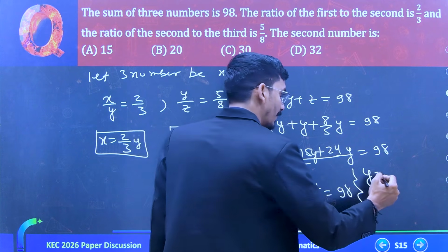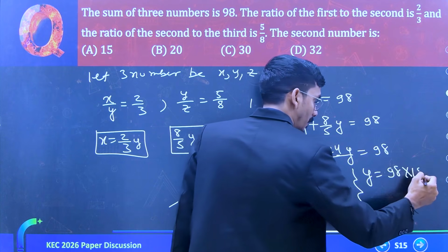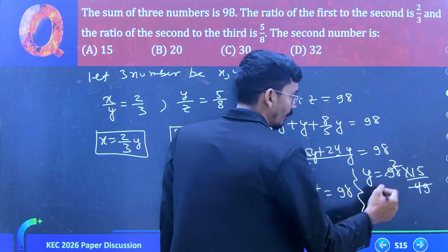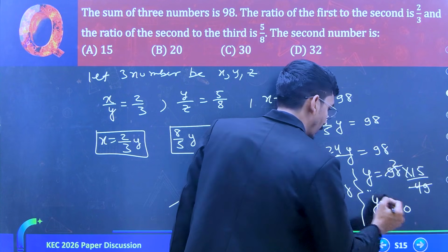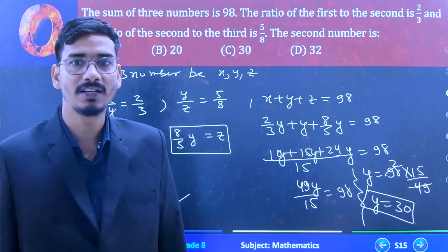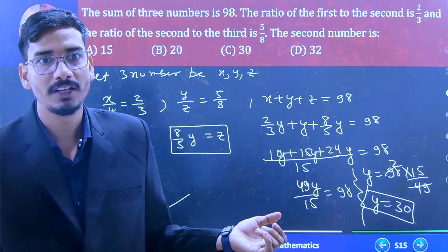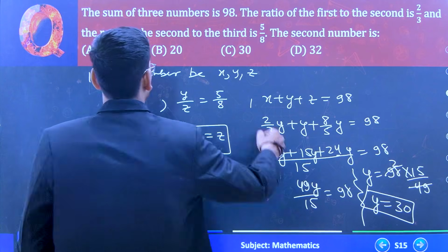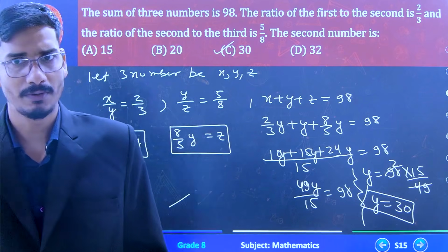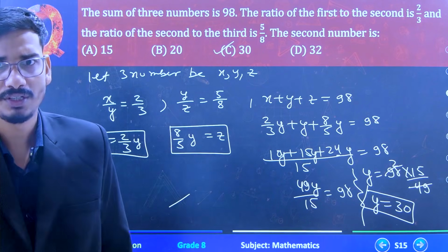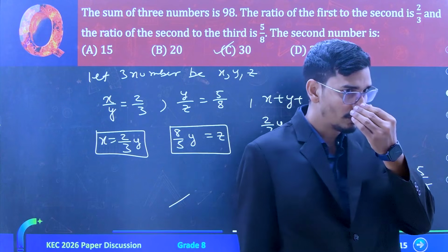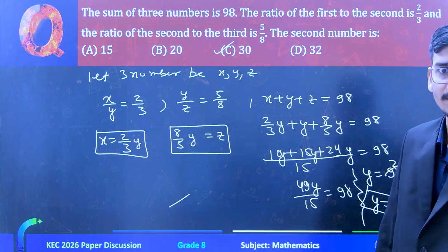So y equals what? 98 into 15 by 49. This is 2 times 2 into 15, that is 30. And y is the second number. So the second number is 30. Am I clear or not clear? Clear? Yes. Actually this question is coming from the classwork copy, so no need to worry. Okay, if this question is clear, now come to the next problem.